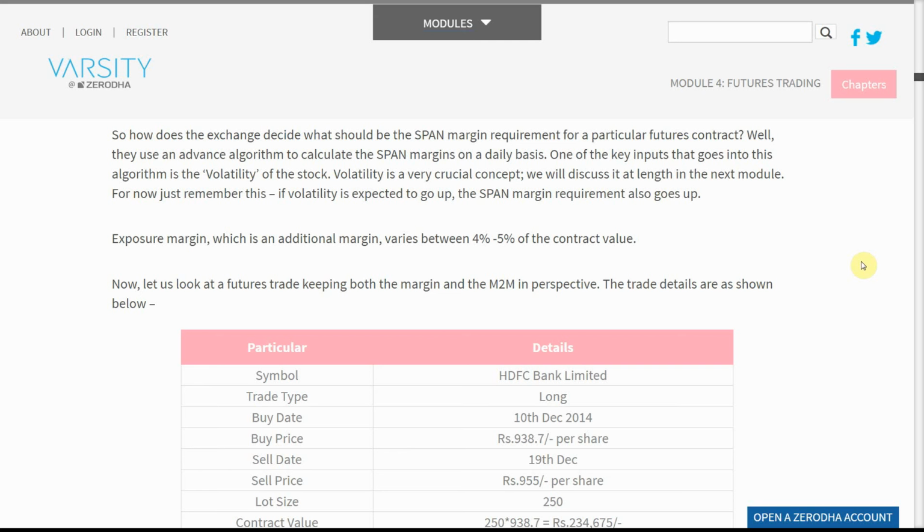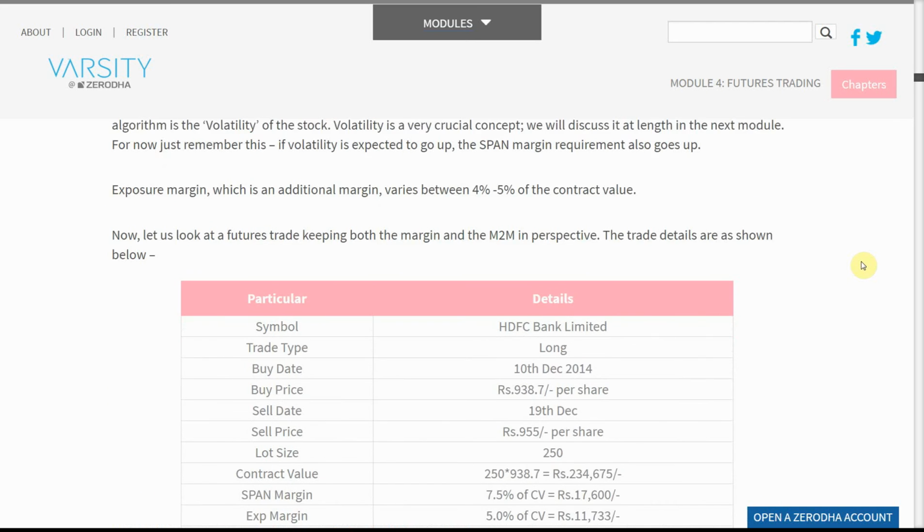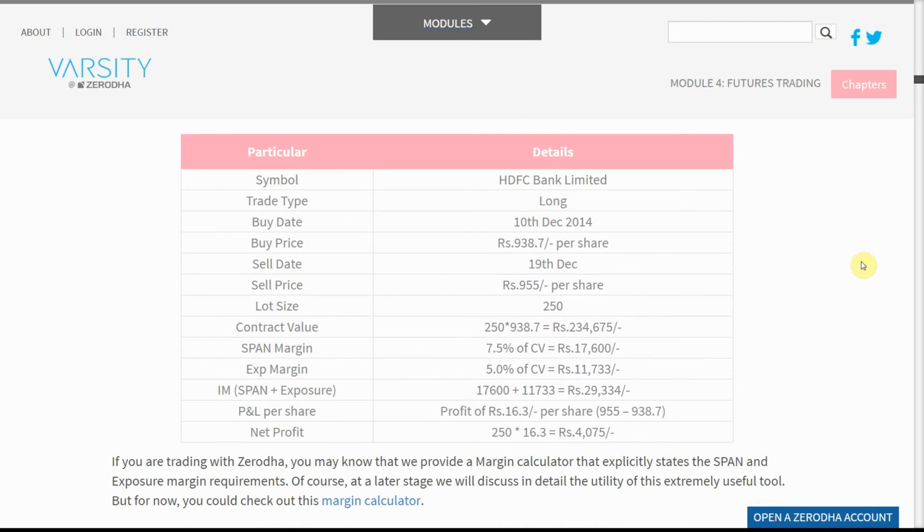Now, let us look at a futures trade keeping both the margin and the M2M in perspective. The trade details are as shown below. Particular details. Symbol: HDFC Bank Limited. Trade type: long. Buy date: the 10th of December 2014.